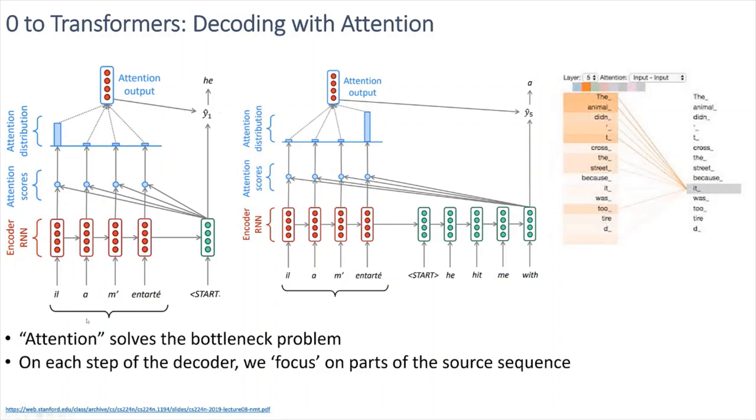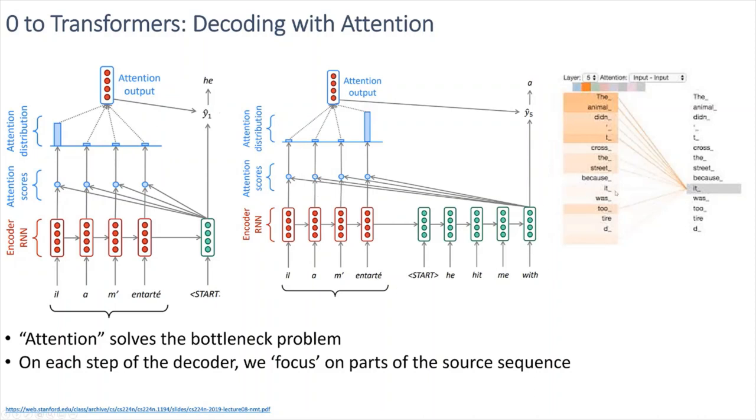So the first token in the output is produced by paying attention mostly to the first input token. Similarly, the last token might decide to pay attention to the last token in the input sequence. And so the attention score will be high for the last token in the input sequence and low for the first few tokens in the input sequence.